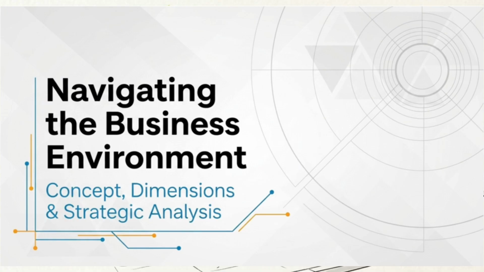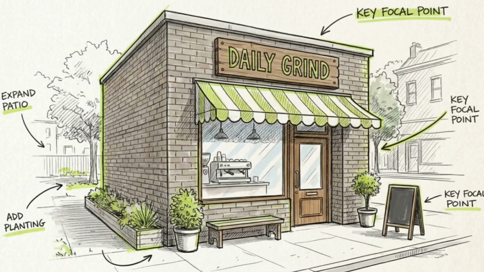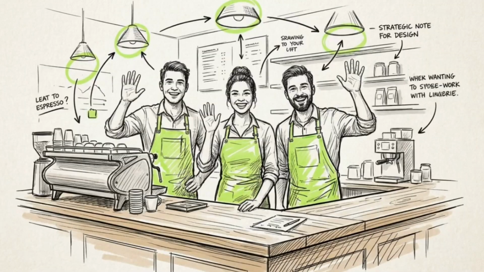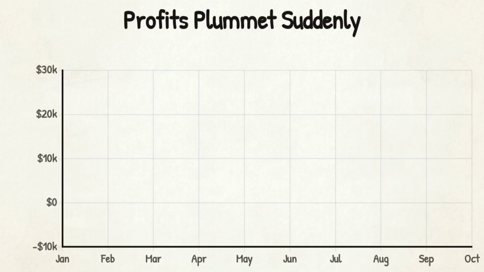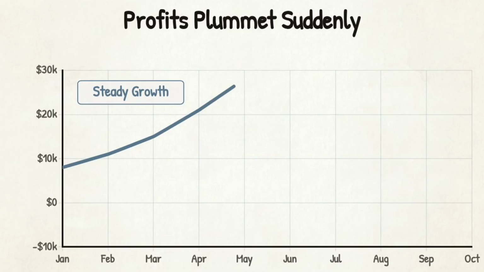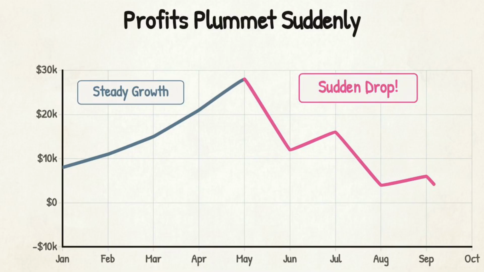To understand how these concepts work in the real world, imagine a local business. Let's call it the Daily Grind coffee shop. They have a flawless product, a loyal staff, and a great location. But suddenly, for reasons they can't quite figure out, their profits start dropping fast.